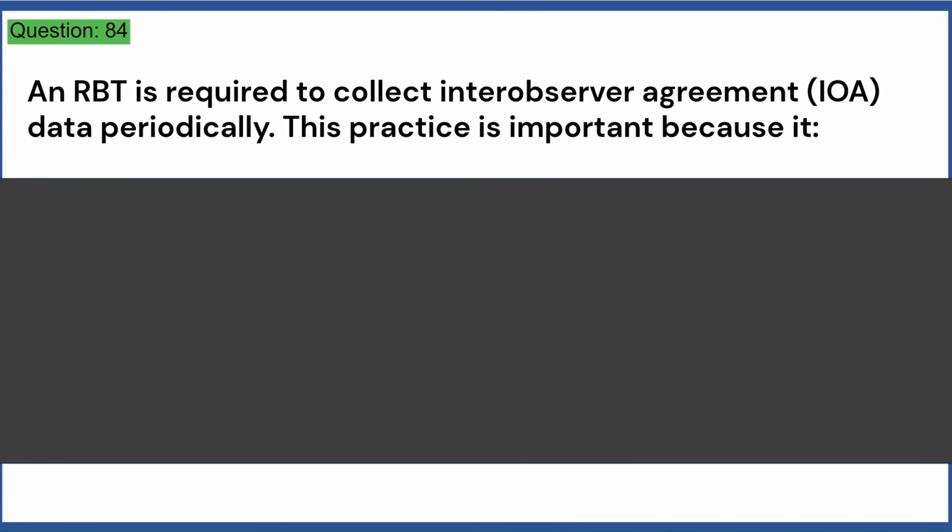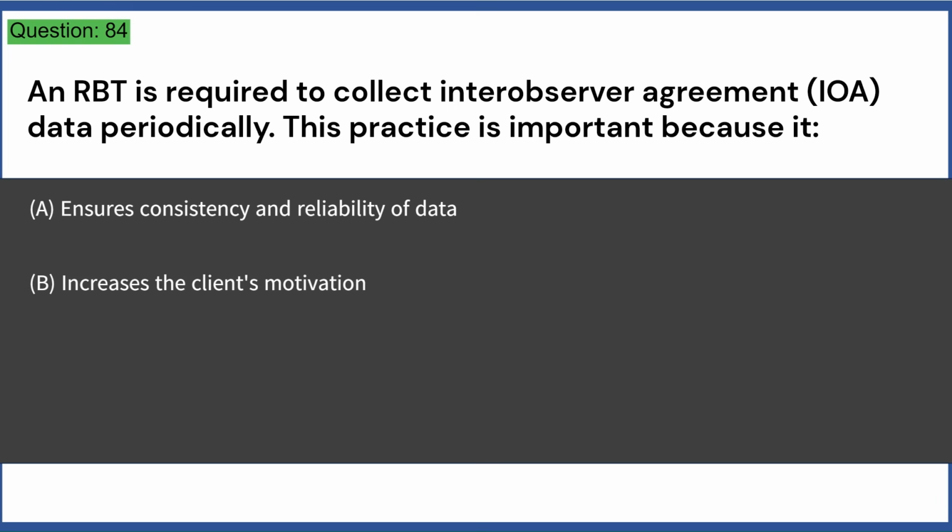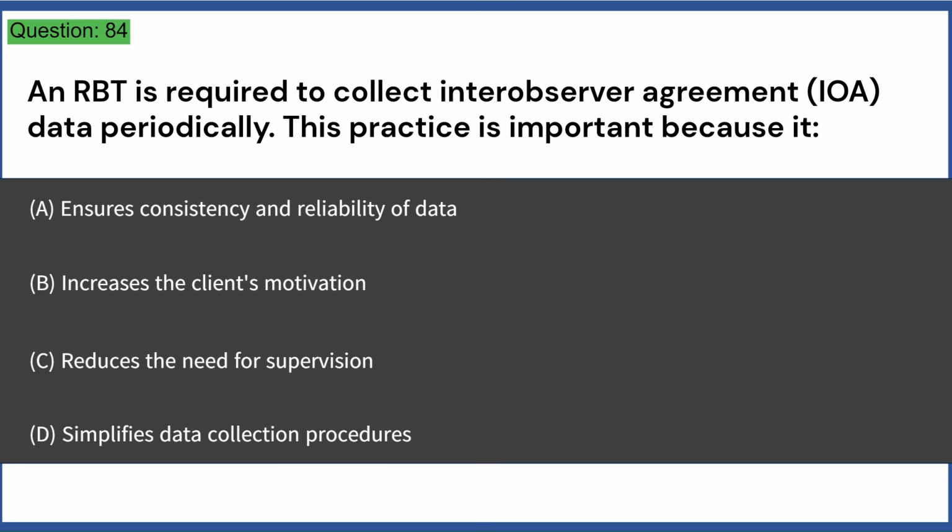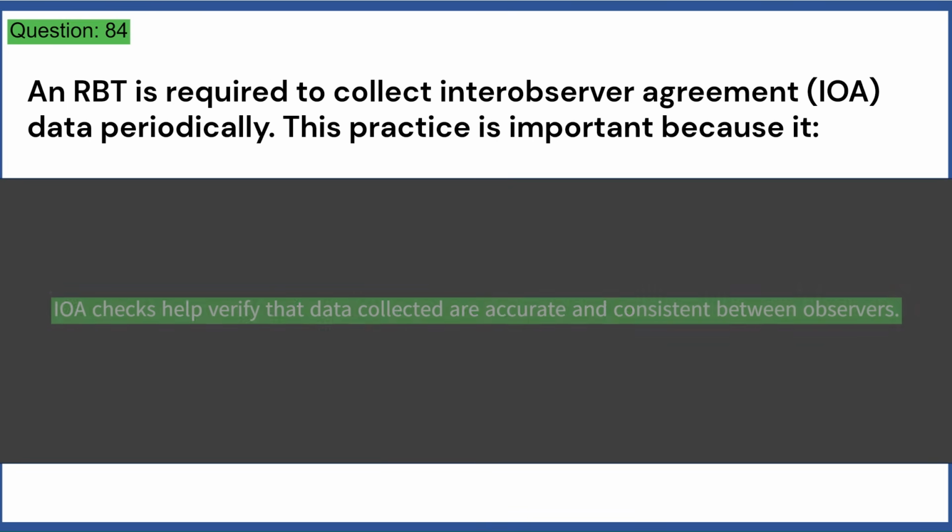law. An RBT is required to collect inter-observer agreement, IOA, data periodically. This practice is important because it A. Ensures consistency and reliability of data. B. Increases the client's motivation. C. Reduces the need for supervision. D. Simplifies data collection procedures. Answer A. IOA checks help verify that data collected are accurate and consistent between observers.